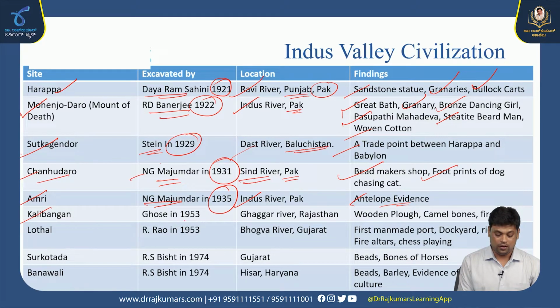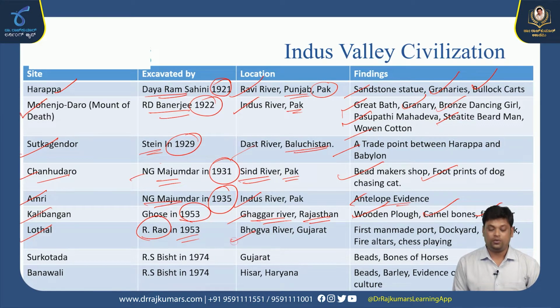Kalibangan, 1953 by Ghosh, Ghaggar River, Rajasthan: wooden plough, camel bones and fire altar. Lothal, S.R. Rao in the year 1953, Bhogava River, Gujarat: first man-made port, dockyard, rice husk, fire altars and chess playing. Surkotada, J.P. Joshi, 1974 in Gujarat: beads and bones of horses. Banawali, R.S. Bisht, 1974, Hisar in Haryana: beads, barley, evidence of pre-Harappan culture.